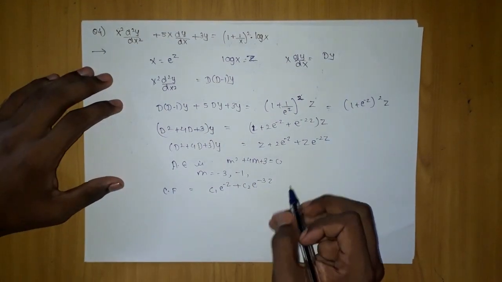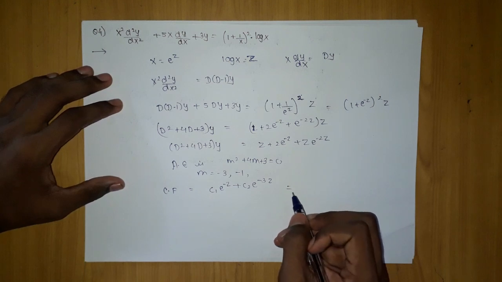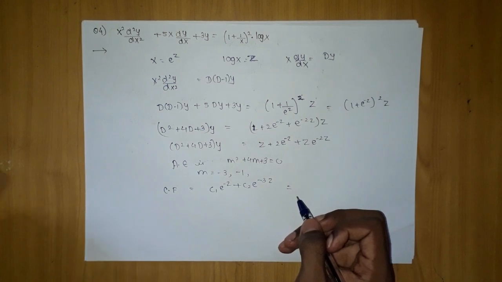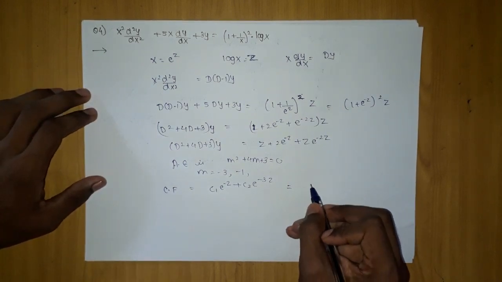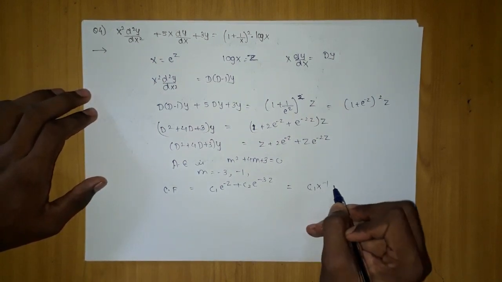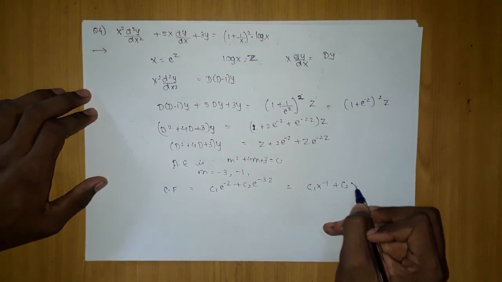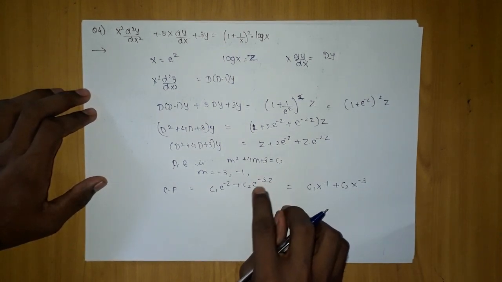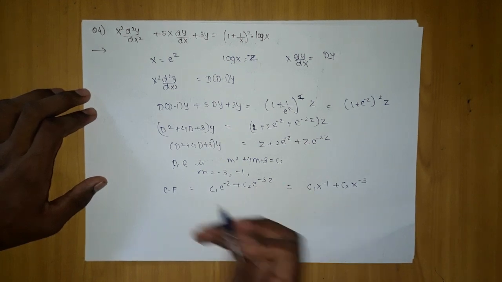Now if I convert them into the x term, because when I write the general solution I should have everything in terms of x, so I will substitute c1 x power minus 1 plus c2 x power minus 3. Just replace e^z by x and keep the power as it is.